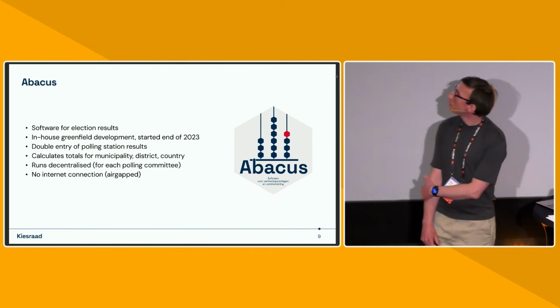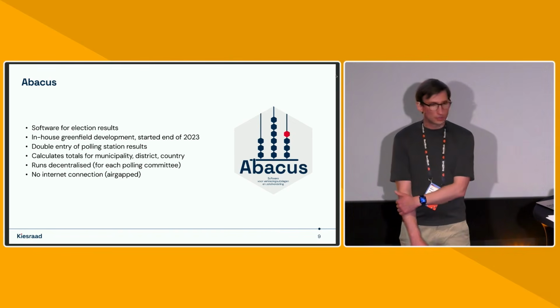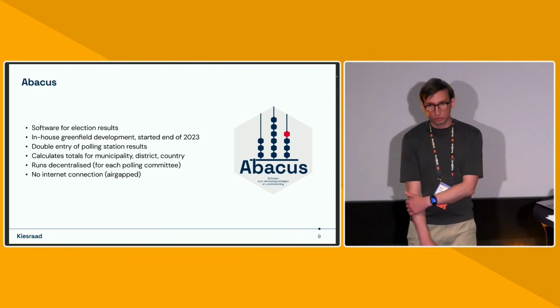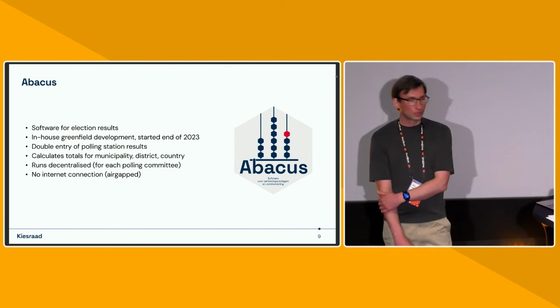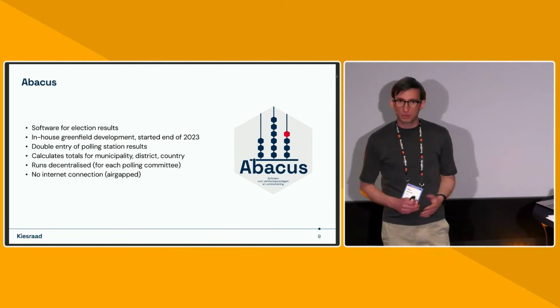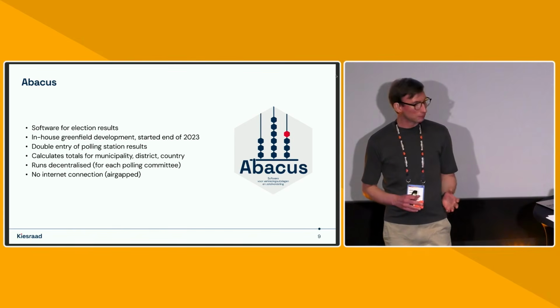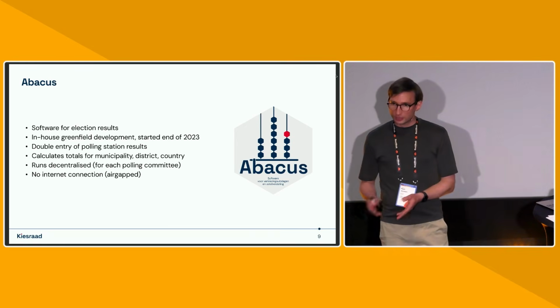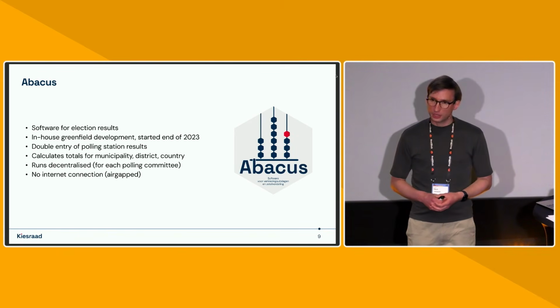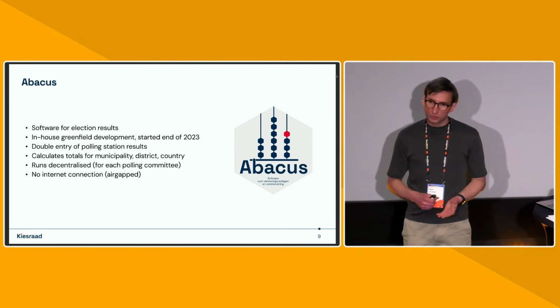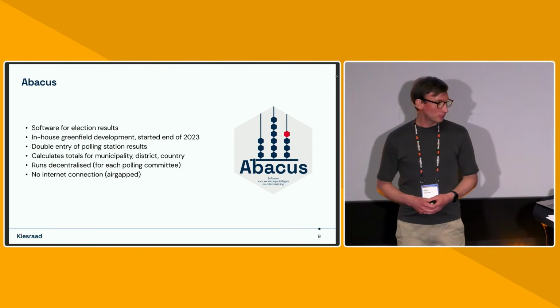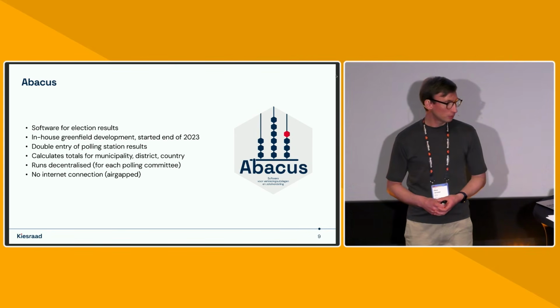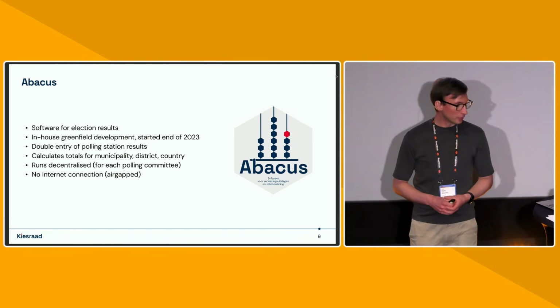So then, on to the software we're building. That's called Abacus. This is software to determine election results. So as Hugo already mentioned, we're not going to do anything about the paper process that's being done in the polling station. That's all still manual, it's all written by hand. But the day after the elections are held, those reports get entered into the computers in our software. This project is in-house and it's greenfield development. We're replacing another software system, but from scratch. We started this end of '23, so just over a year ago.